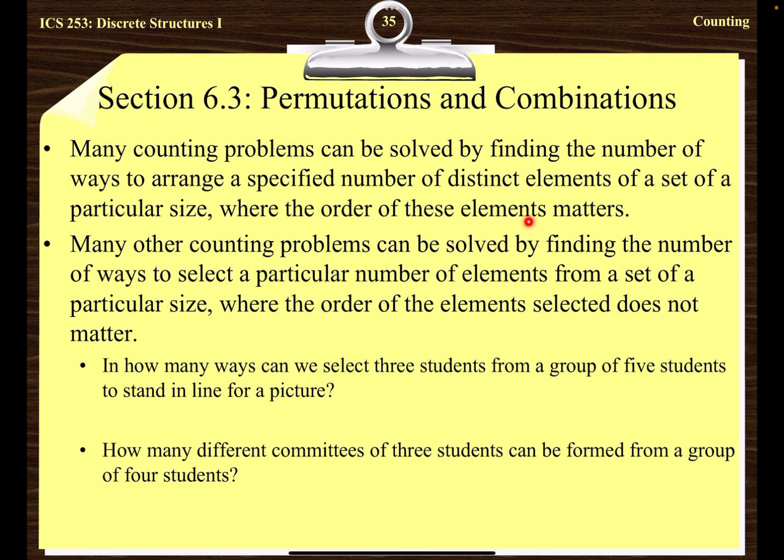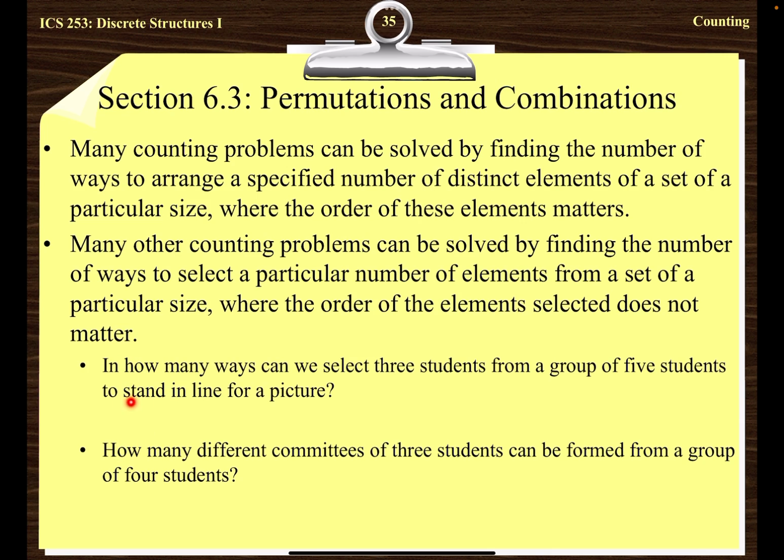And in some other counting problems, they can be solved by finding the number of ways to select a particular number of elements from a set of particular size where the order of elements selected does not matter. Now, who is going to determine that? Well, the question, and subsequently you. You have to figure out whether the question requires that objects are ordered in a certain order, meaning order matters or order does not matter.